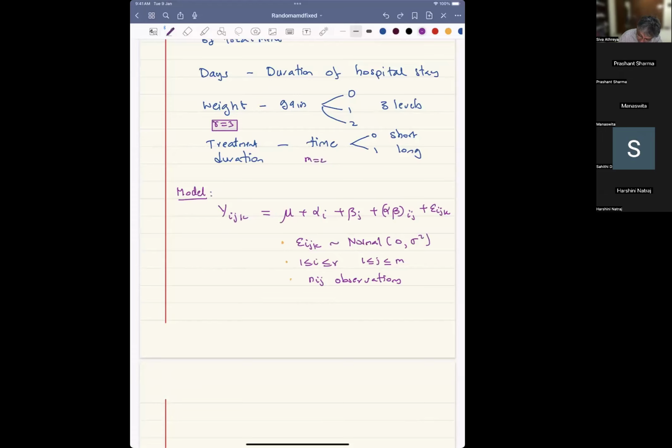Sorry, I misspoke about the groups and the factors. So the first factor was weight, the second factor was treatment duration, and typically we thought of this as, let's go back here. We typically thought of this as, we modeled it here as, sorry about that.